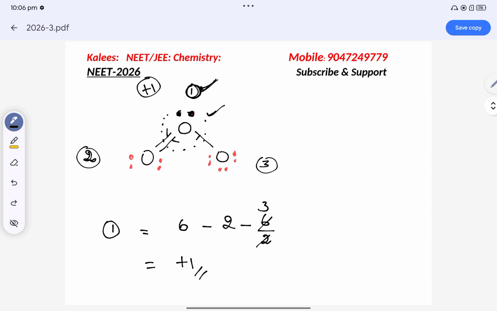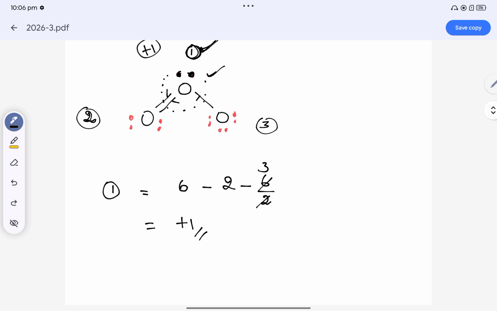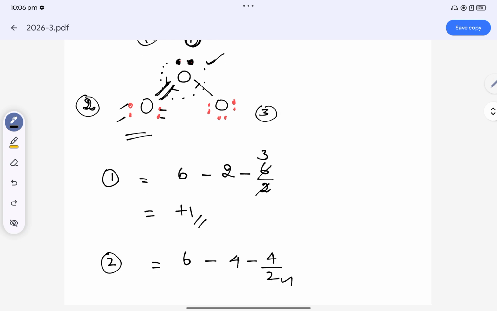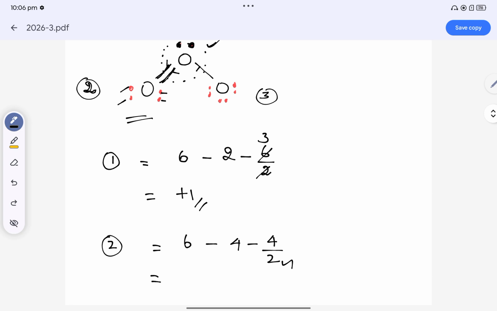Now we calculate for case 2. The total valence electrons of oxygen is 6, minus how many lone pair electrons are available? 1, 2, 3, 4, minus. How many bond pairs? Here you have 2 bonds. For 1 bond we have 2 electrons, so 2 bonds give 4 electrons, 4 divided by 2. The 2 comes from the formula. So we get 6 minus 6 is equal to 0. So in this case we have 0.